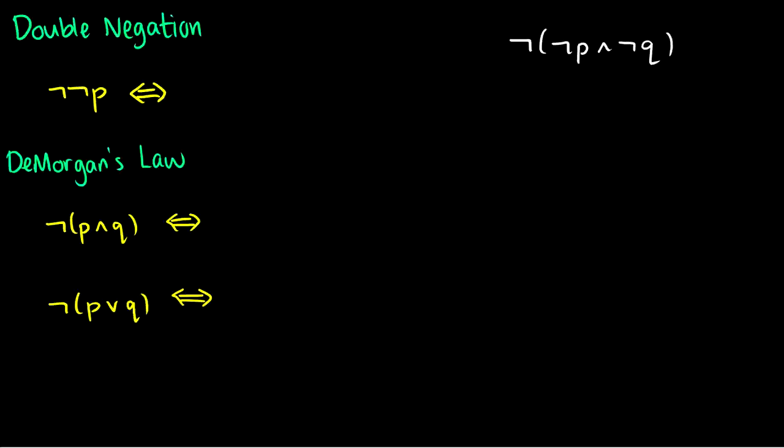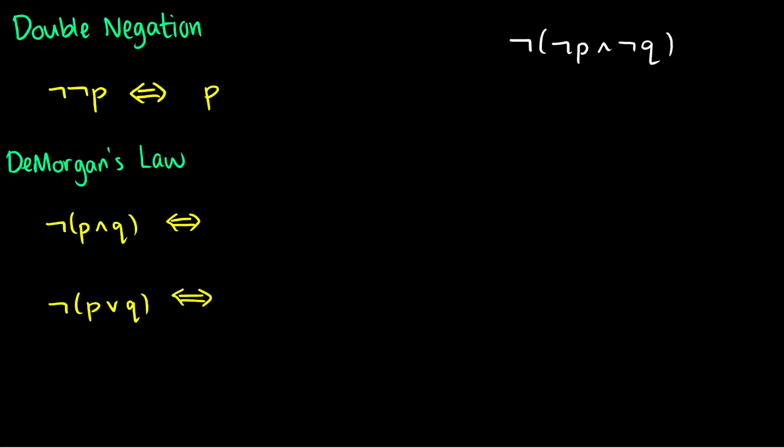The first one is double negation, which says if we have not not P, that's just the same thing as P. Why? Because if P is true, then not P is false, which means that not not P must be true. So this is very easy to see with the truth table. If you reverse the values twice, it's like not reversing it at all. The second one is De Morgan's law.